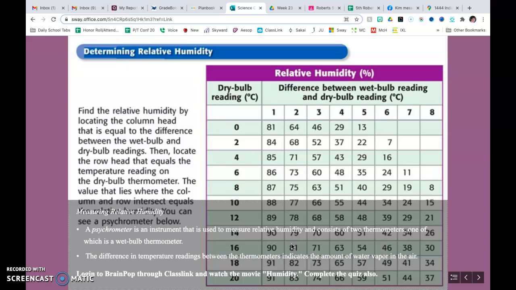And this is where you get into the 2 thermometers, a wet bulb and a dry bulb. And again, Bill and I will explain that a whole lot better. So the difference in temperature readings between the thermometers indicates the amount of water vapor that's in the air, giving you the relative humidity. Here is one more BrainPOP that you're going to watch on humidity and complete that quiz as well.